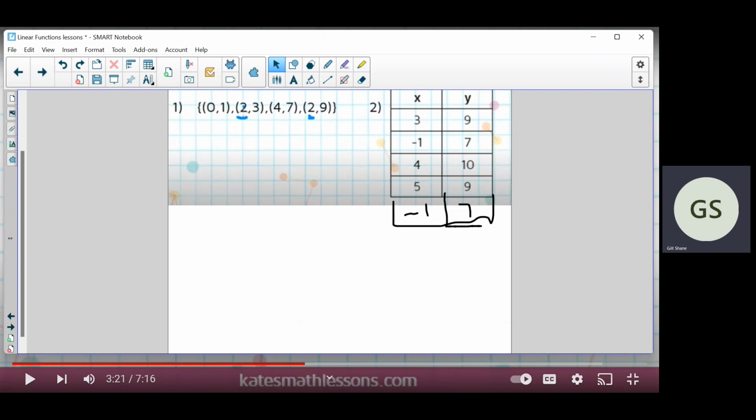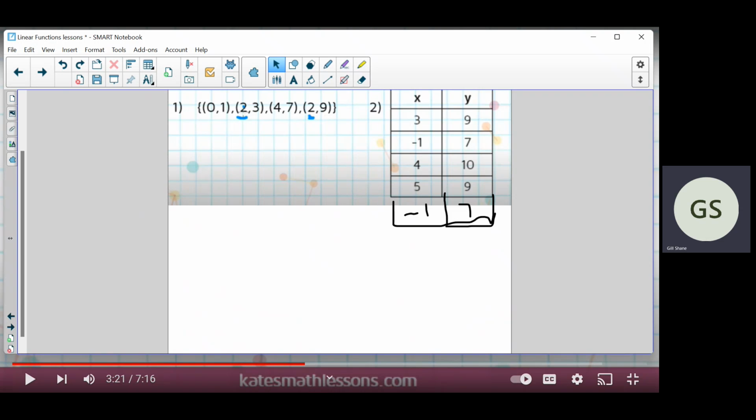Now, do you think this is a function? I'll let you pause it and think about it. So you should have already paused it. If not, pause it again now because I'm about to give you the answer. So I use the number 3 with 9. I have a function when that happens.